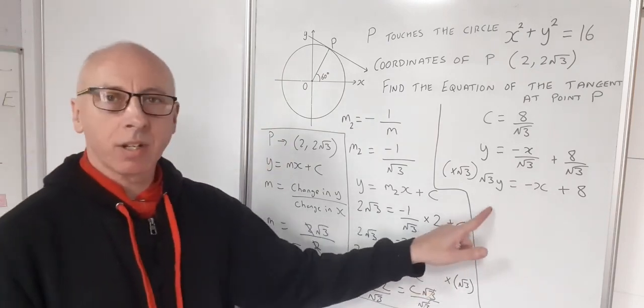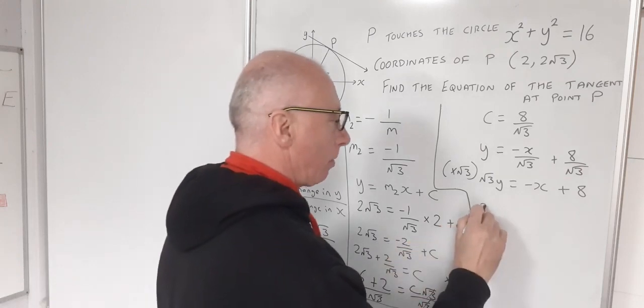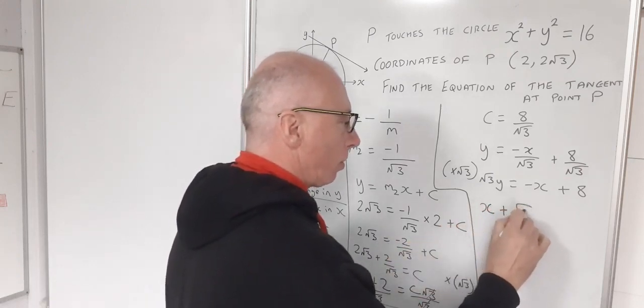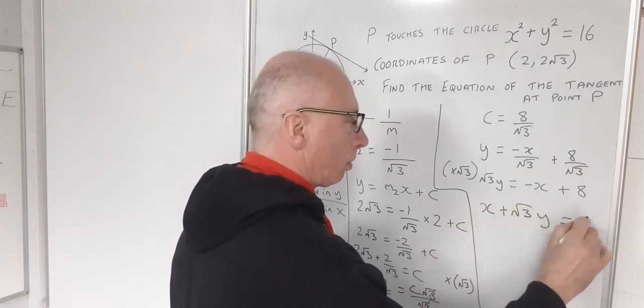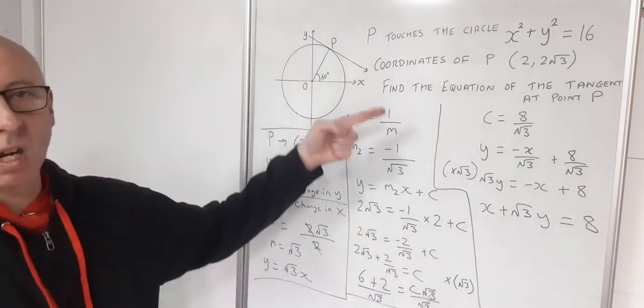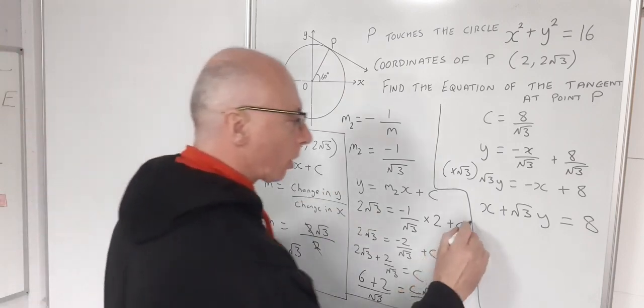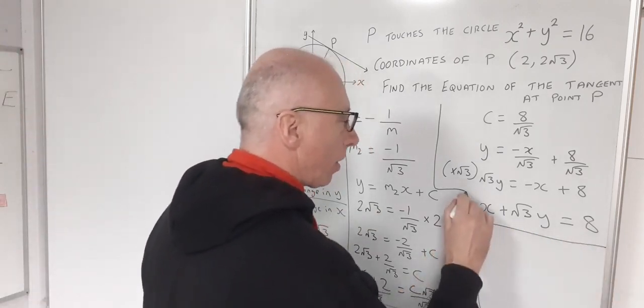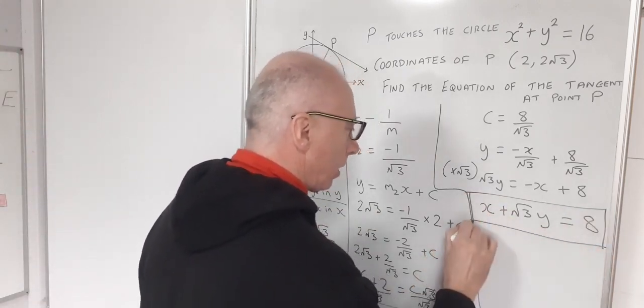Now let's bring the x over this side. And then we've got x plus root 3y equals 8. And that could be our equation for our tangent line. So that is a good place to stop.